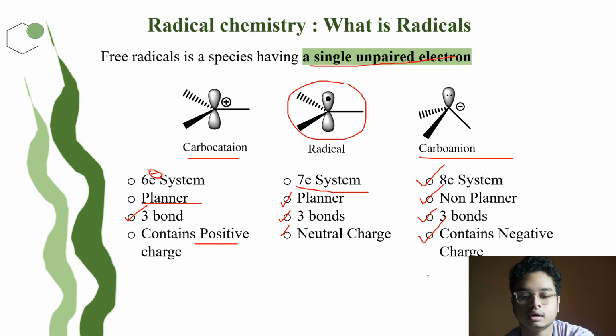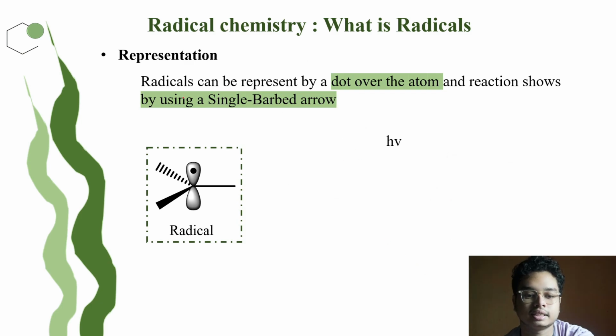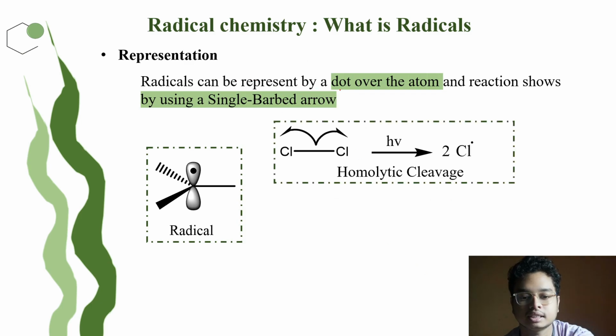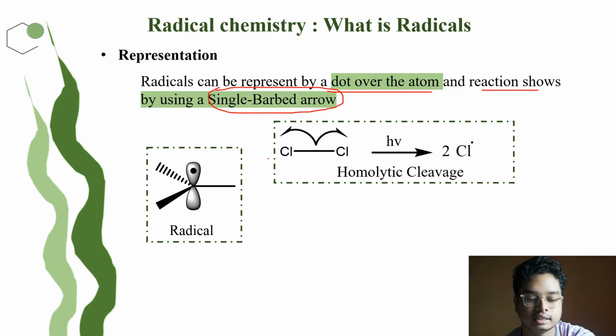Okay, now let us talk about representation. A radical can be represented by a dot over the atom, and the reaction is shown using a single barbed arrow. Here is a radical that I already discussed in the previous slide. Radical reactions are mainly denoted by this particular arrow. The normal arrow looks like this, but the single barbed arrow looks like this.